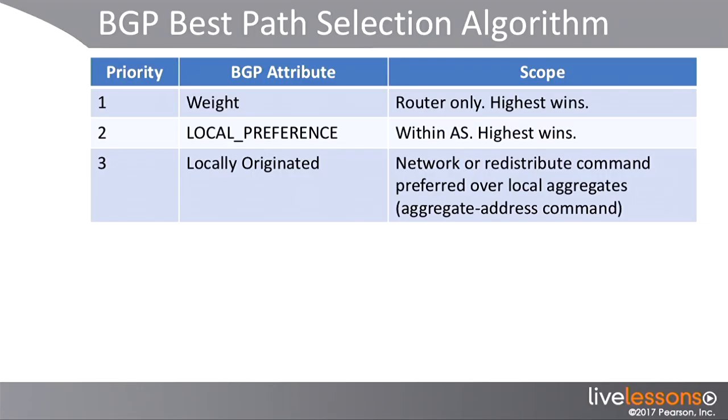So if you are summarizing and if you also have a network command or a redistribute command, then the network or redistribute command will take the preference over the aggregate command.